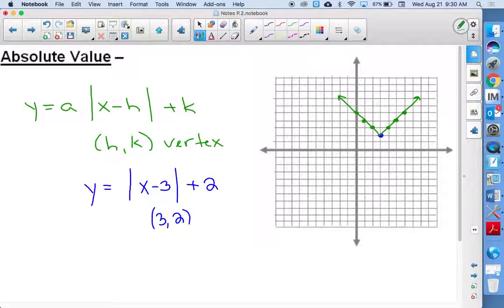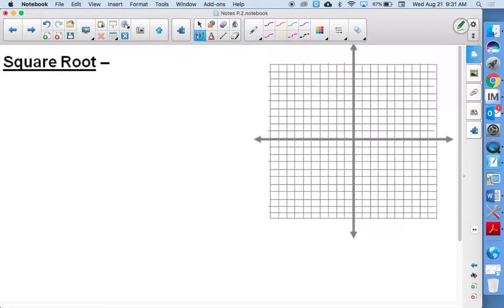So the key thing is where it begins and what are you doing to x. So you need a starting point and you need to understand what the function is doing. Is it squared? Is it cubed? Is it absolute value? Questions? So I think we have a square root and a cube root left.